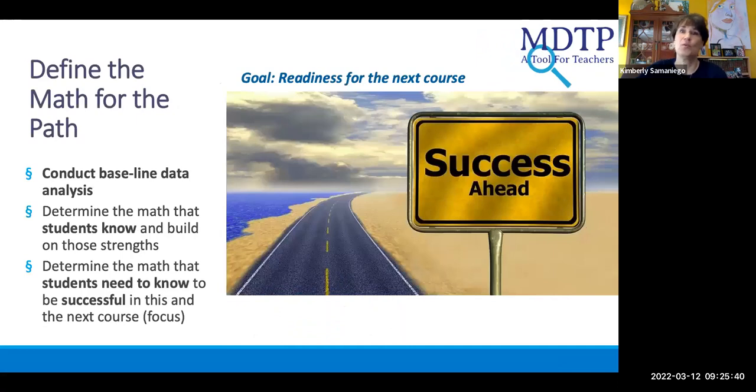And so when we get a diagnostic test, then we can get into that data. We'll be doing that first. So the whole purpose of our time together today is to think about next course readiness. That's the goal. How do we know that?